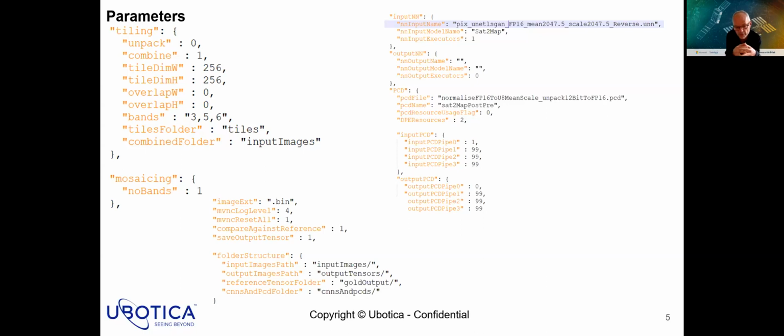Everything works on folders in the mass memory. So down on the bottom here, you're specifying the folders where the input images are located, where the tiles are put, where the neural network models are. And during the validation stage, we have the ability to actually self-verify, where we can determine that the inference results are actually matching against expected results.